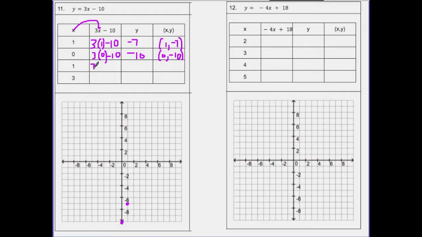All right, next one, 3. We put 1 in here. This is the same as that other one because I made an error on what I gave you, so it's going to be the same thing. It's the same point, so we don't have to replot it.